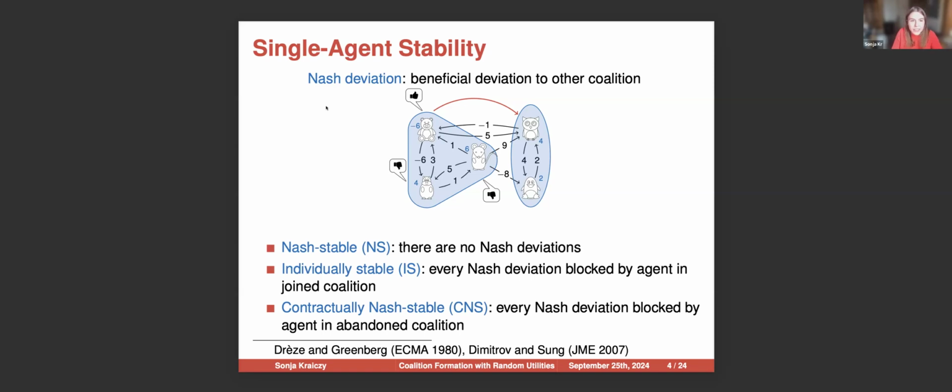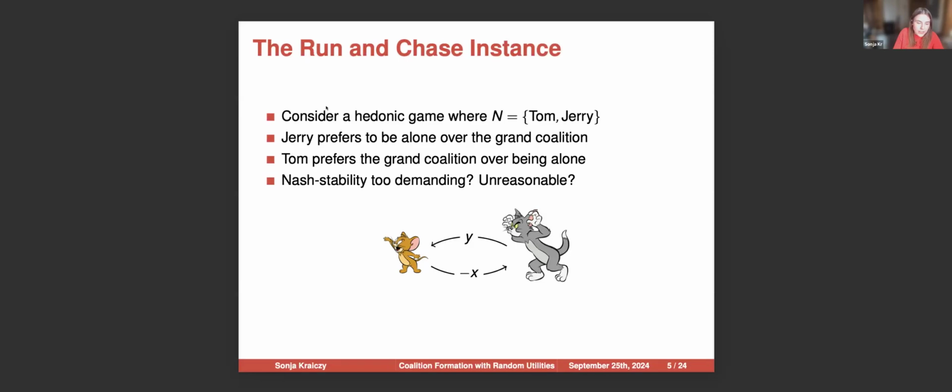And so let's consider the existence of these notions, and let's consider the strongest one, Nash stability. A very simple example shows that Nash stability cannot be guaranteed in general. So consider Tom and Jerry. Tom wants to be in a coalition with Jerry. Tom has positive utility for Jerry, but Jerry has negative utility for Tom, right? So there are 2 options: the grand coalition and the singleton coalitions. Tom wants to be in the grand coalition. Jerry does not. Jerry wants to be in the singleton coalitions. So clearly none of these 2 coalitions is Nash stable.